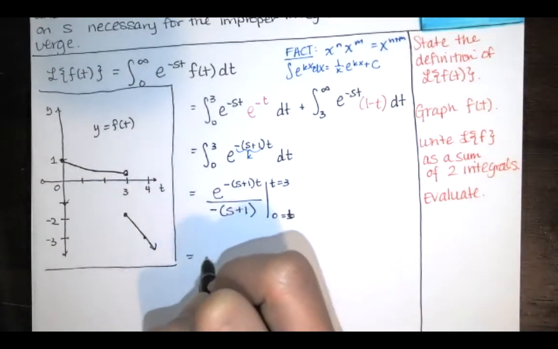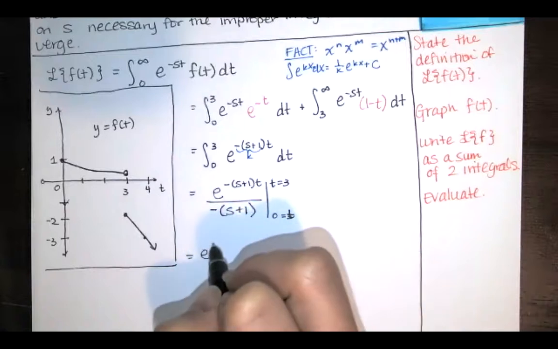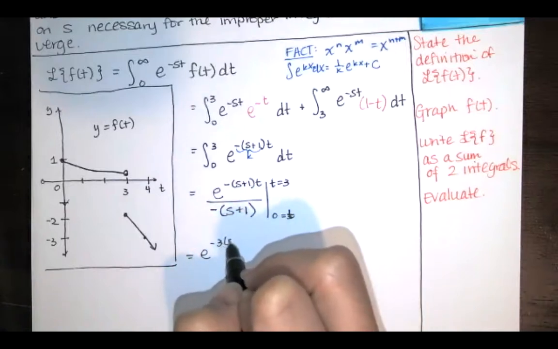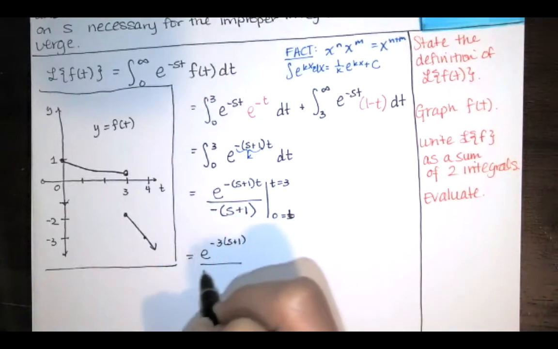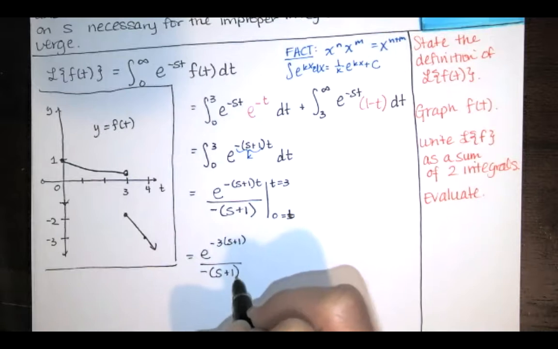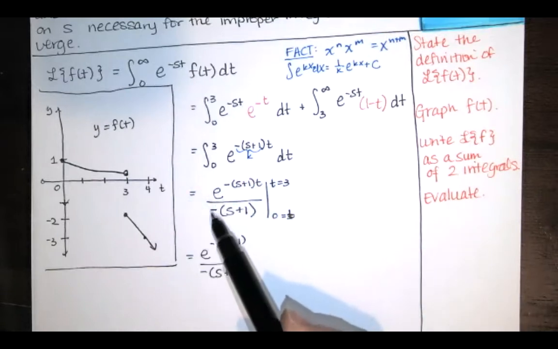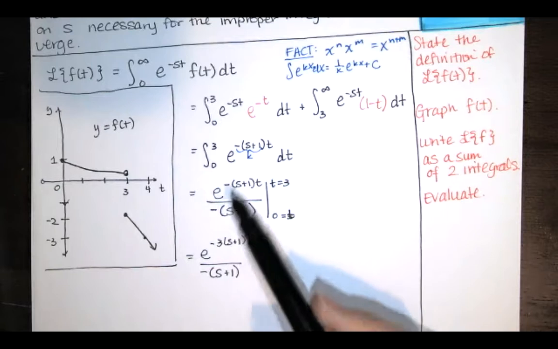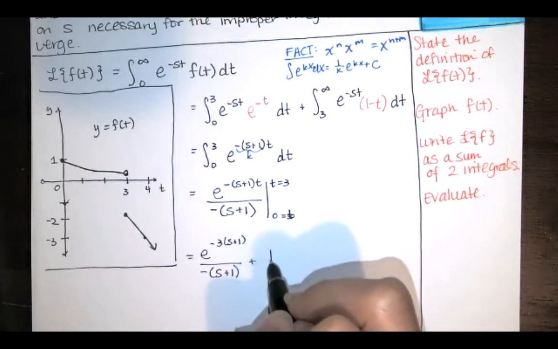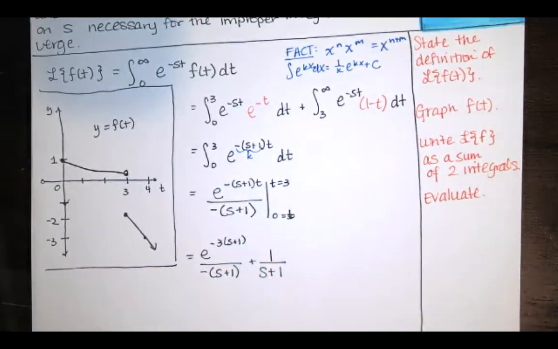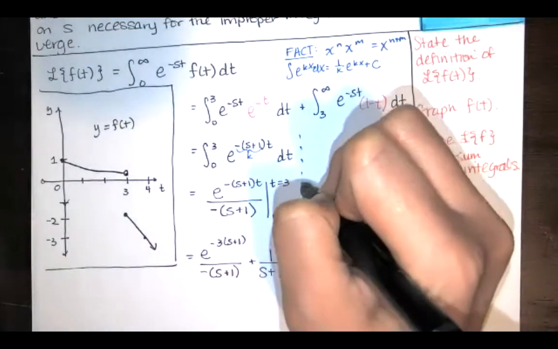At t equals 3, we'll have e to the negative 3 times the quantity s plus 1 over negative s plus 1. And at t equals 0, this will be e to the 0. So I'll be subtracting a negative e to the 0, which is 1 over s plus 1. So we're going to add 1 over s plus 1 there. Okay, so that's the first piece, that first integral.